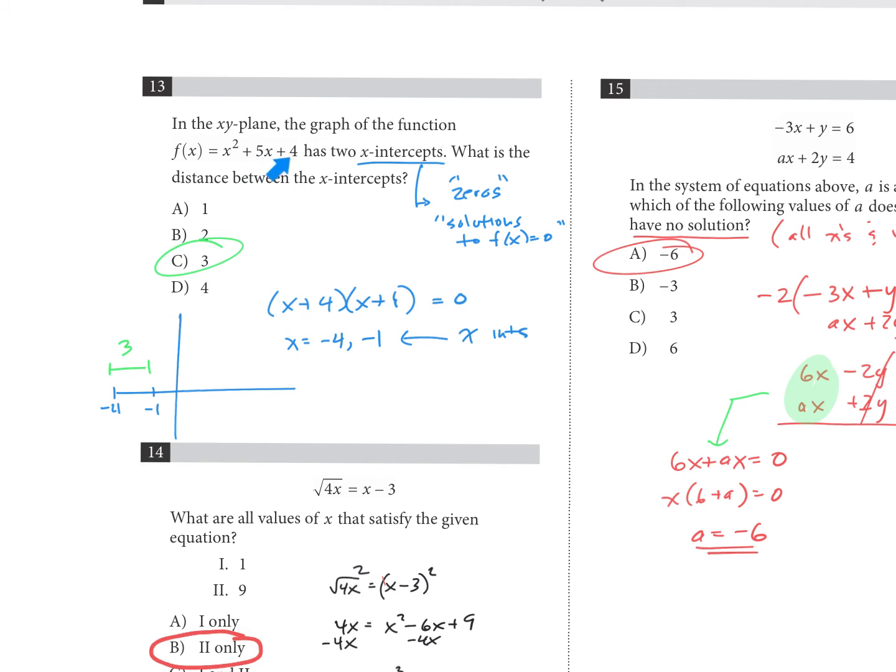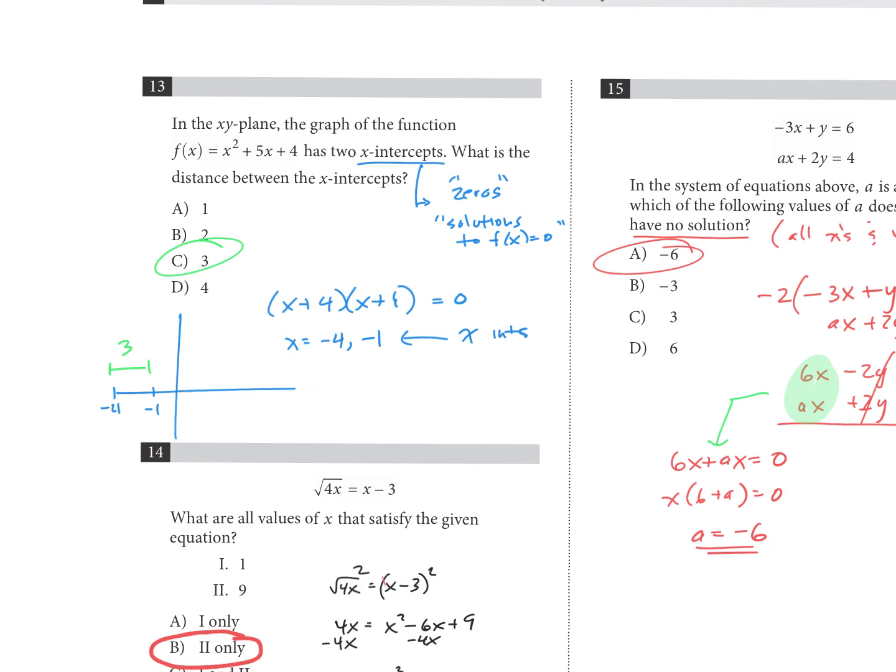But in order to do that, I factored x squared plus 5x plus 4. Again, to do that, you say what multiplies to 4 but adds to 5. Pretty basic, 4 and 1. So then I say, well, -4 and -1 are my x-intercepts. So I put those on the graph and I say, well, what is the distance between those? It's a simple subtraction, right? So -4 minus 1, the absolute value is 3. So that's a good one.